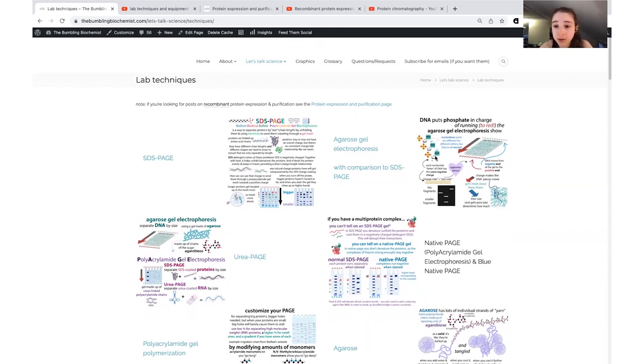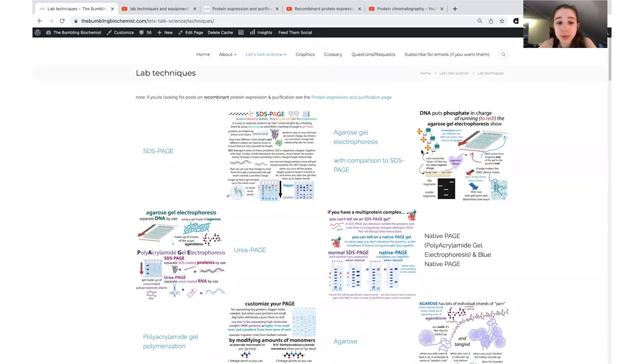You're going to have bigger pores, good for separating really long things, like big pieces of DNA. But the principles are going to be the same, except that you don't need to worry about giving them a negative charge because DNA already has a negatively charged backbone.